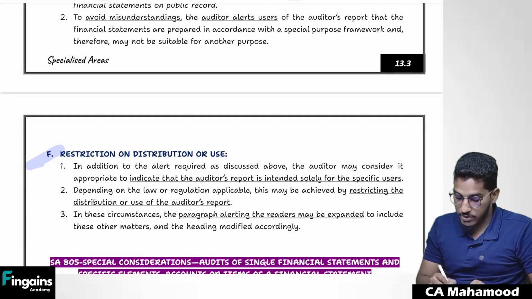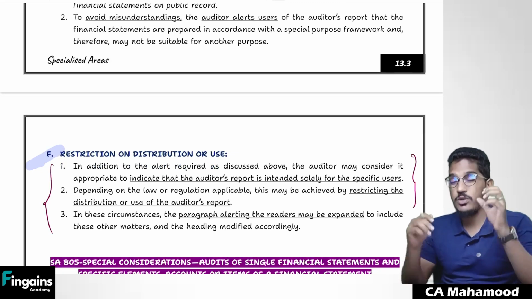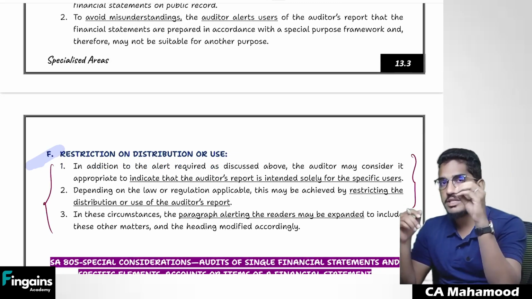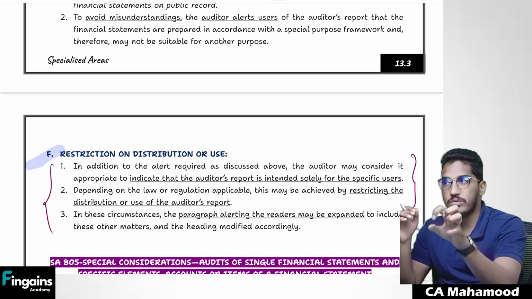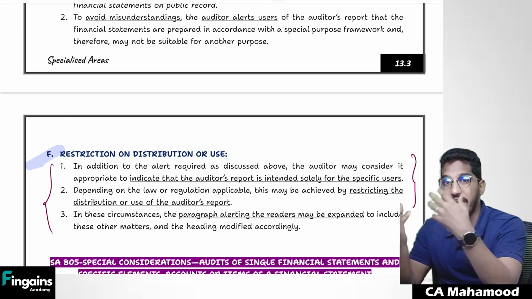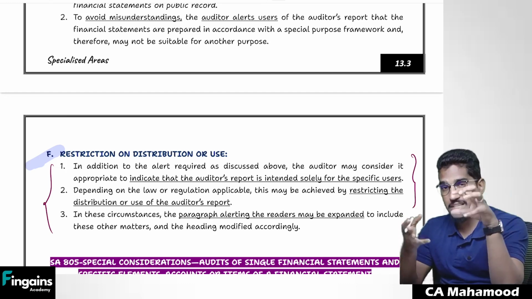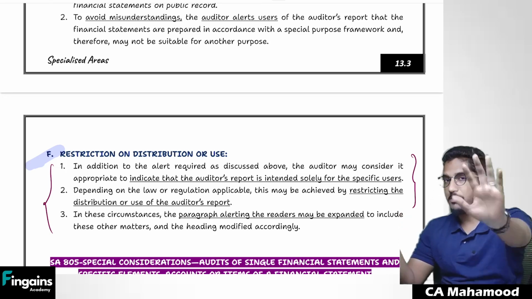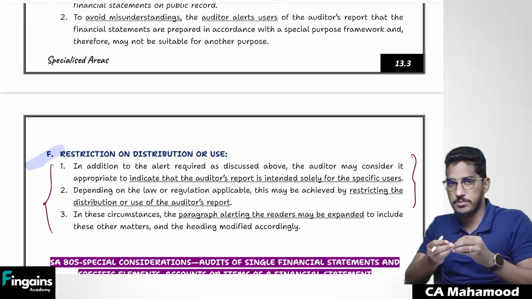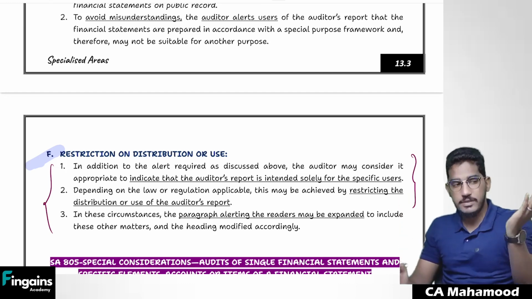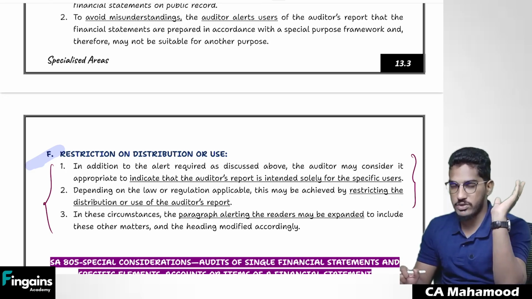And also you should try to pay attention, you should also try to restrict the distribution of use. You should also carefully monitor to whom these special purpose financial statements are getting circulated. Are they circulated only to the intended users, or are they circulating to everybody? If management is trying to circulate this to everybody, try to stop the management. Unless it is required by law or regulation, management should not circulate the special purpose financial statements to everybody. They should circulate it only to the intended users.